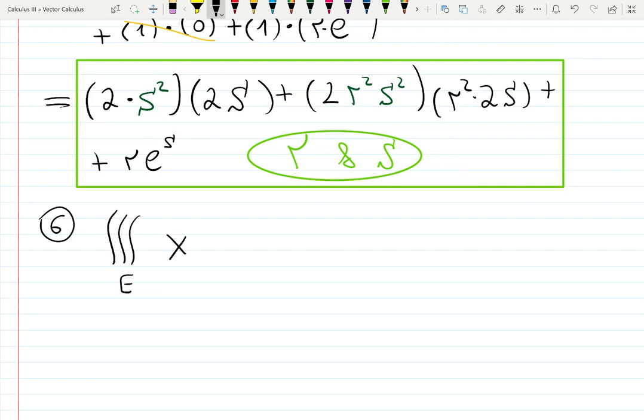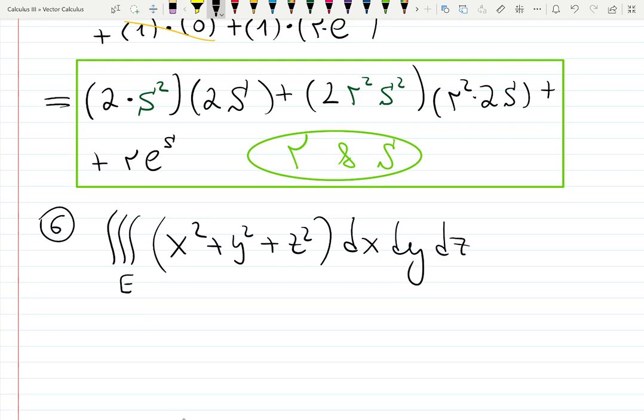Triple integral x squared plus y squared plus z squared. Yes, it is there. I already saw spherical coordinates there. Here it is, where E, now we don't tell you which coordinates to use, but if E is the cylinder, probably cylindrical coordinates are good. If E is the ball or a sphere, then guess what? Probably it's nice to use spherical coordinates.